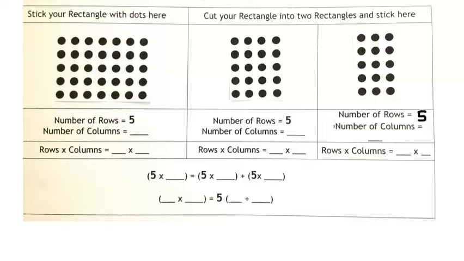Remember that 5 into 7 is the first rectangle which was not cut. The second had 5 into 4 dots. The third had 5 into 3 dots. So can I say 5 into 7 is equal to 5 into 4 plus 5 into 3? Have I not distributed multiplication? Right here I shall mark multiplication over addition.